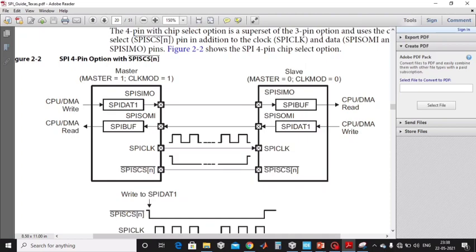Suppose this is the slave device and it supports the clock up to 10 megahertz. So you cannot communicate with this device with clocks which are higher than 10 megahertz. This device will not function properly if we are operating it out of the specification.